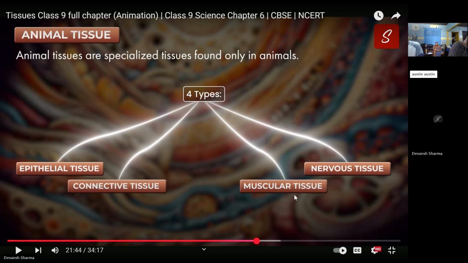You said nervous tissue is related to the brain and spinal cord, but we have to study the brain part. Okay. Shall we move further? Yes, sir.